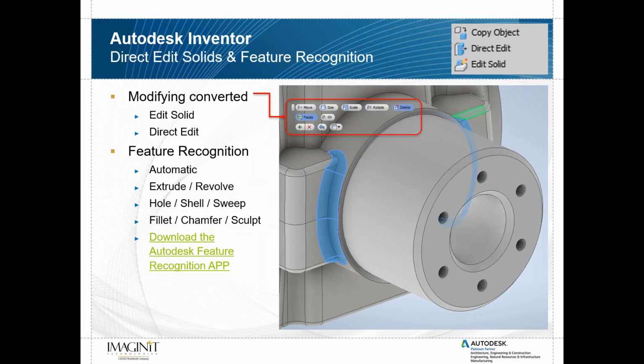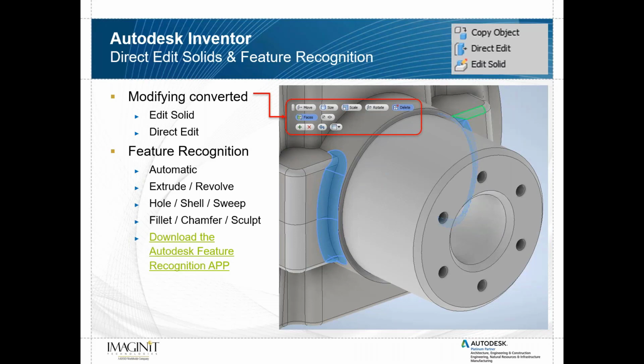So what can we do with geometry once it's been brought into or converted into an Inventor file? We don't have a history tree where we have extrusions, revolutions, holes, and so on. So after importing another CAD file into our design, we can use Inventor's direct edit or solid edit commands to make changes.